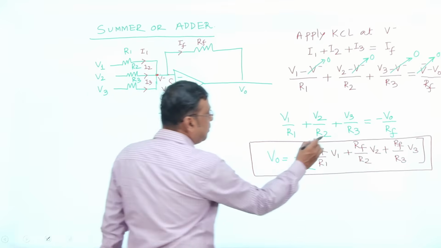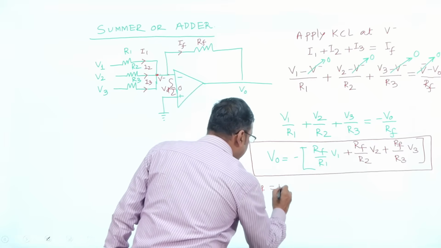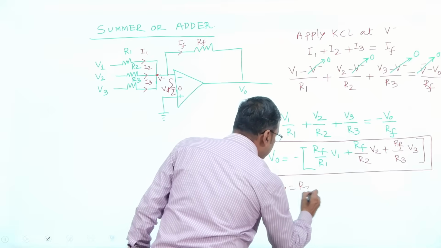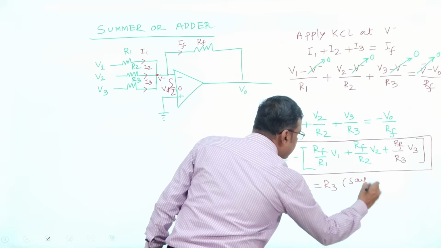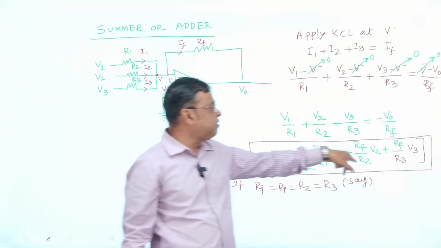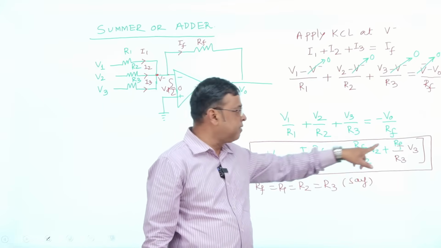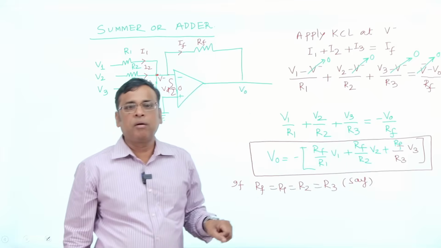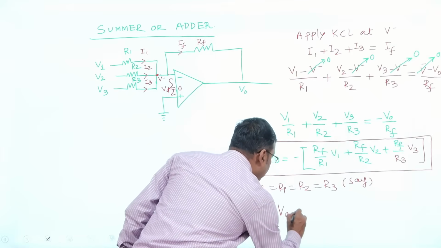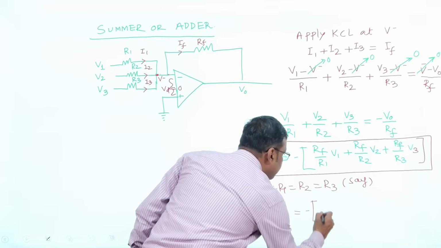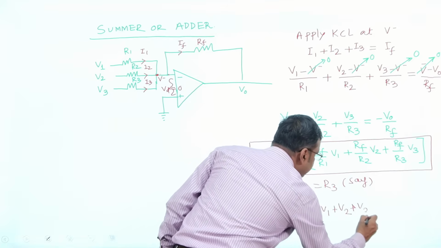If Rf equal to R1 equal to R2 equal to R3, say, if the resistance values are the same, then this and this will cancel out. So what is the V0 value? V0 equal to minus of V1 plus V2 plus V3.